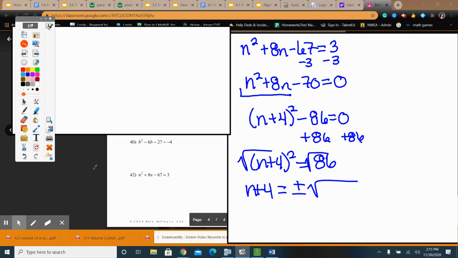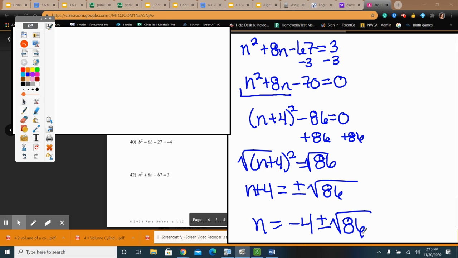But 86 simplifies? Maybe. No, I don't think it does. It's 2 times 43, but 43 is prime. I think it's just 86. Yeah, that's nice. And then you just get n all by itself. Negative 4 plus or minus the square root of 86.